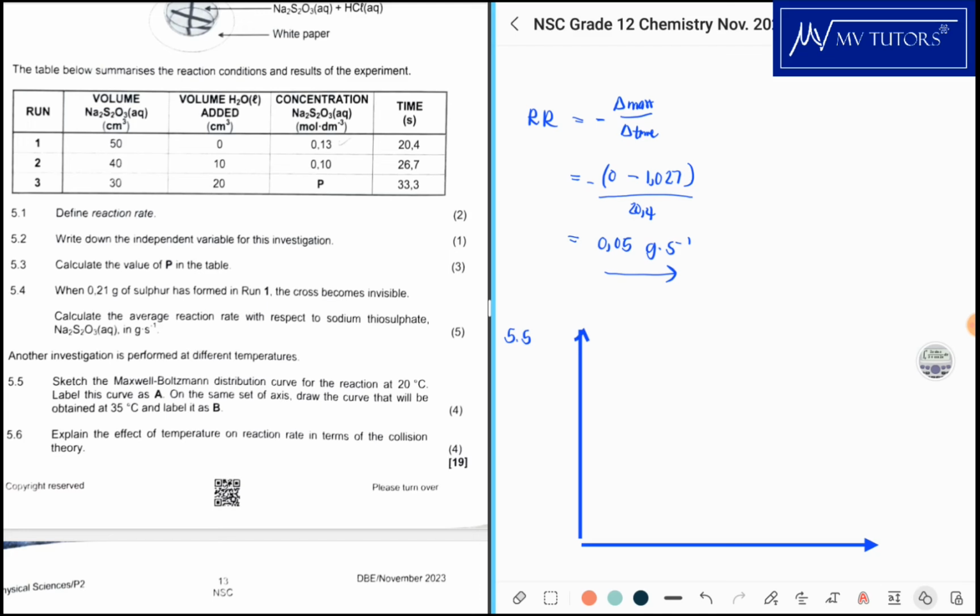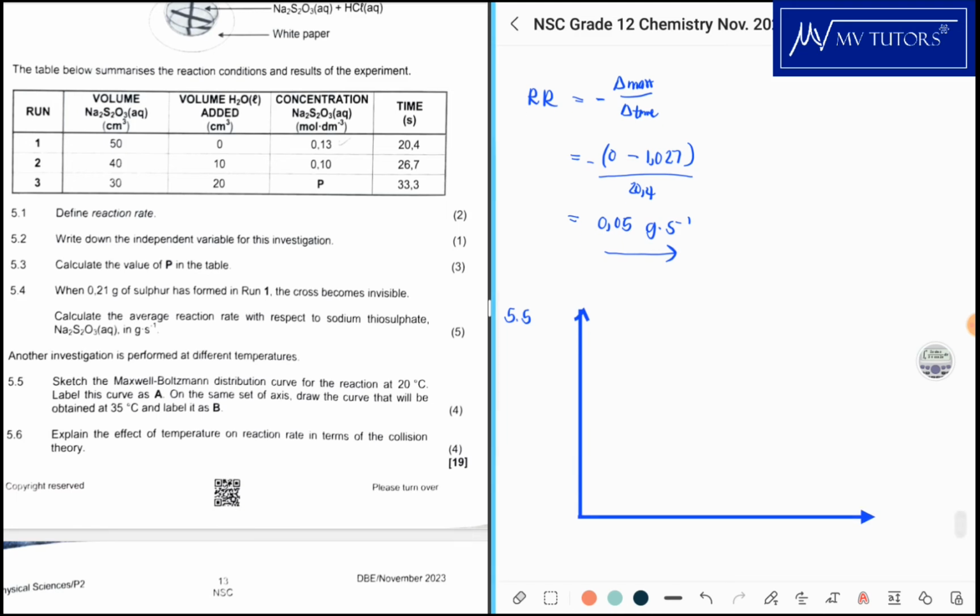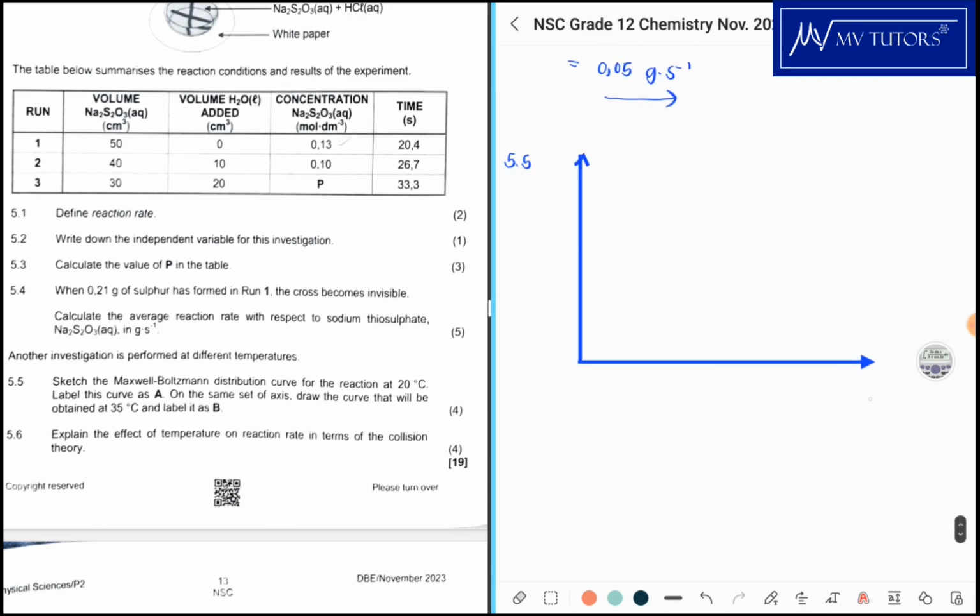So on the x-axis, we actually have kinetic energy, in joules or whatever. And then on the y-axis, you have the number of particles. Let me just write it. So number of particles.